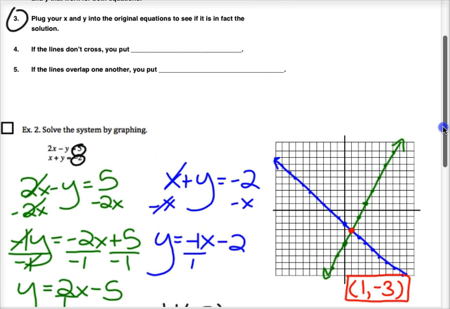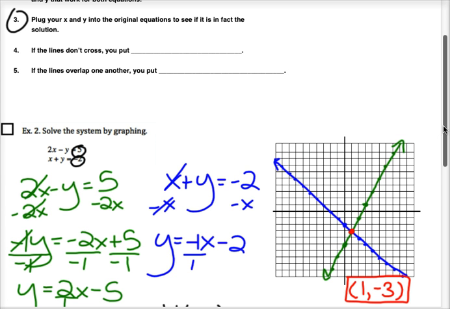Now, there are 2 special cases here, if you recall. If the lines don't intersect at all, if you end up graphing 2 parallel lines, that is going to be a no solution situation. If you graph them and they end up on top of each other, your lines overlap, you are going to put infinitely many solutions.